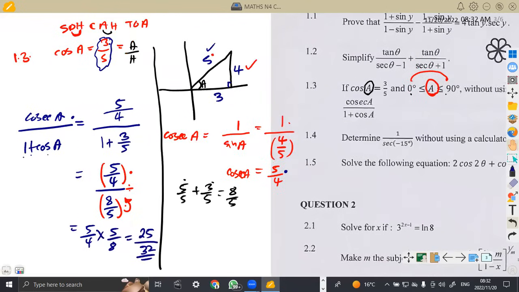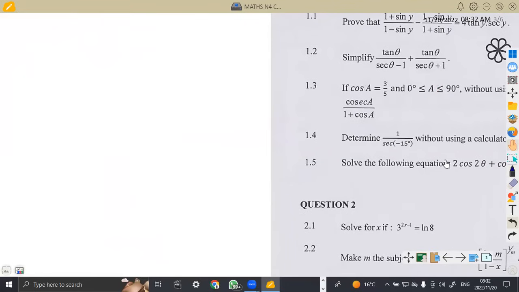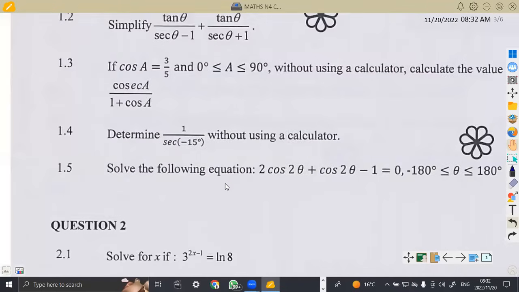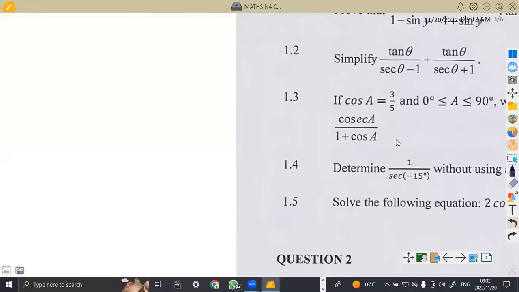We move on to 1.4. So let me just remove this part a little bit. Okay, so let's check 1.4. Determine 1 over sec minus 15 degrees without using a calculator. Okay, so that is 1 over sec minus 15. Where do we have this? Okay, let's write it down. So this is 1.4: 1 over sec minus 15 degrees.